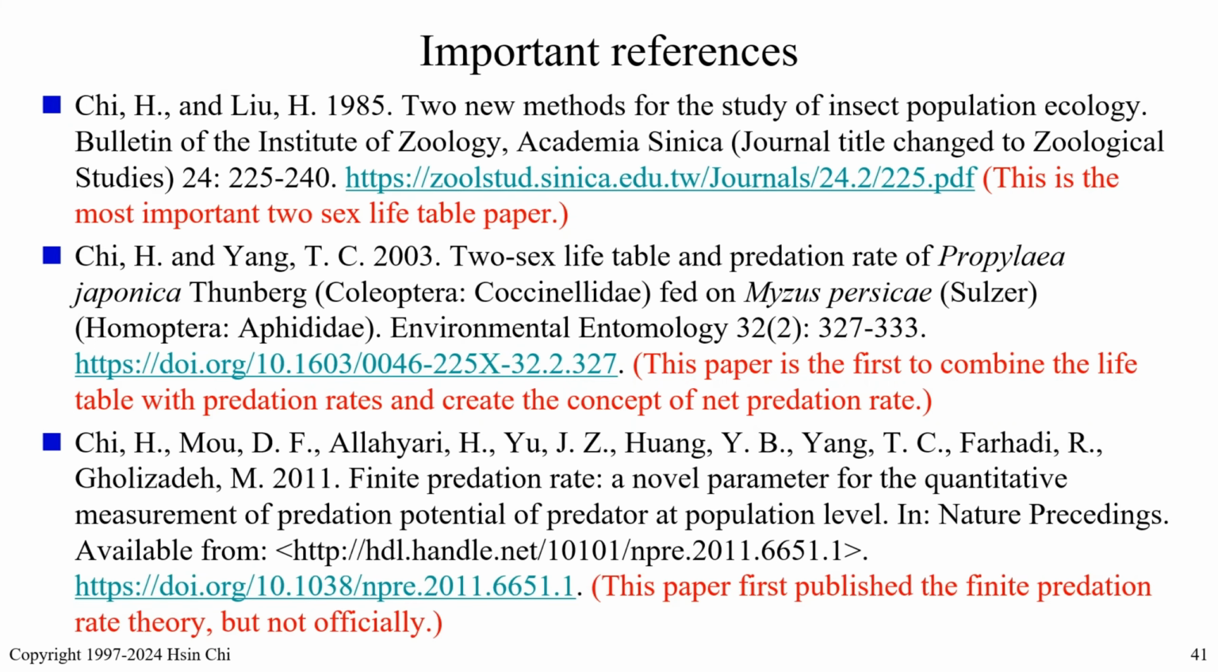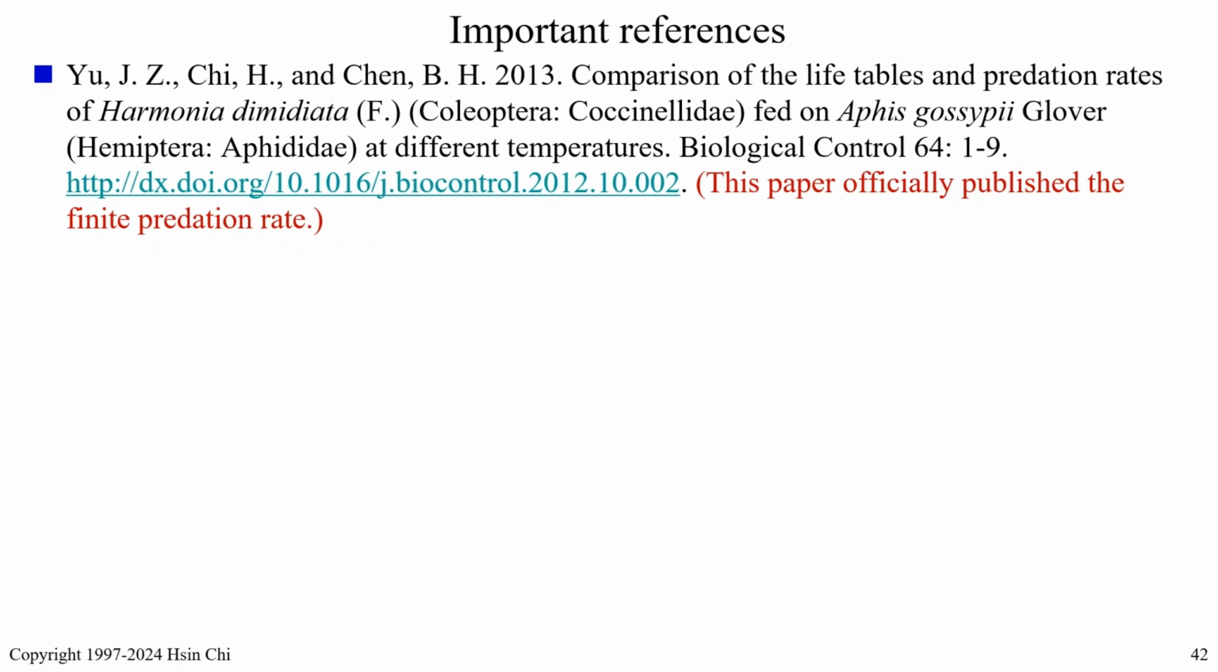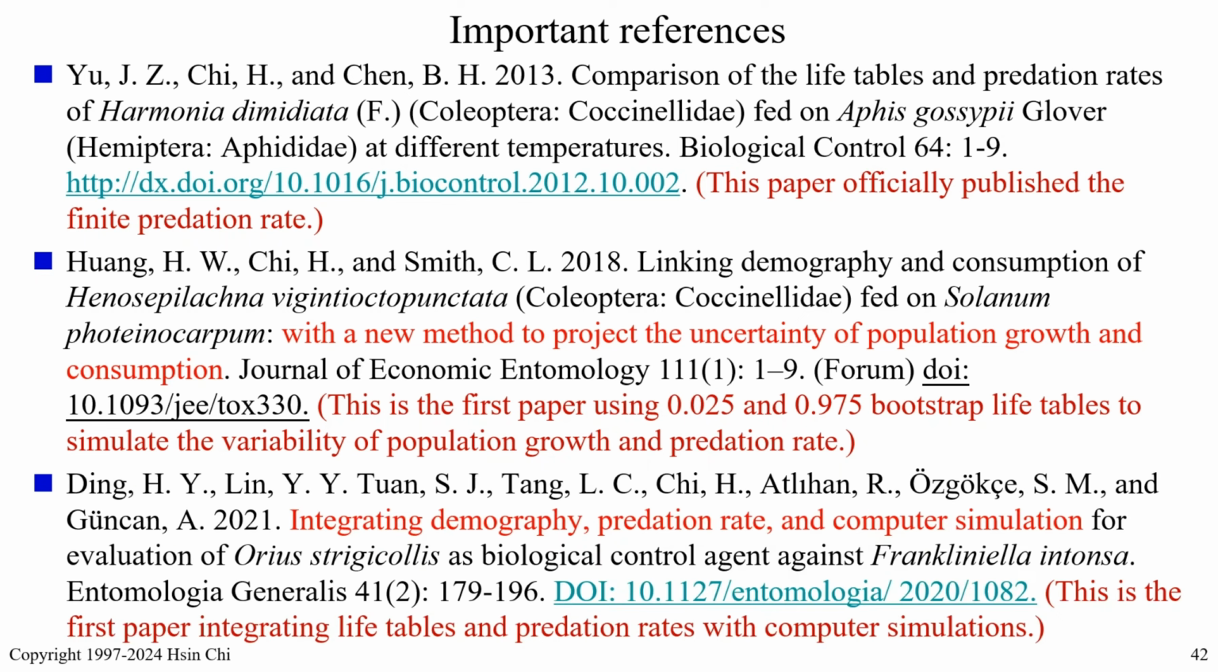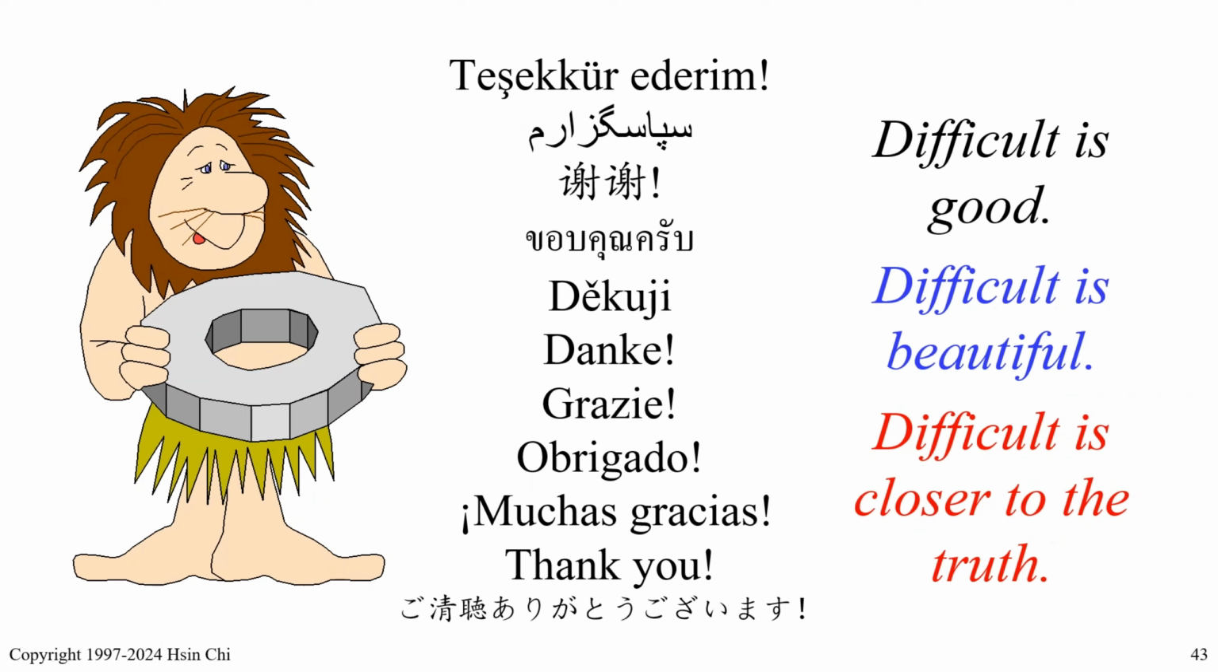The third paper published in Nature Proceedings is used to claim the priority. The paper published in Biological Control in 2013 is the official publication of the finite predation rate. The next paper published in the Journal of Economic Entomology is the first paper using 0.025 and 0.975 bootstrap life tables to simulate the variability of population growth and predation rate. The paper published in Entomologia Generalis in 2021 is the first paper integrating life tables and predation rates with computer simulations. So that's how to use CONSUME-MSChart.